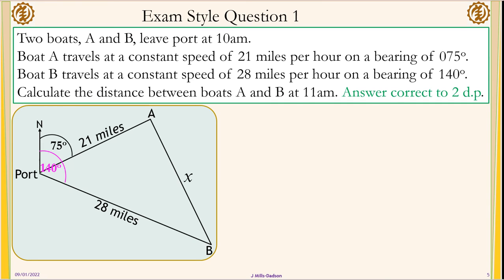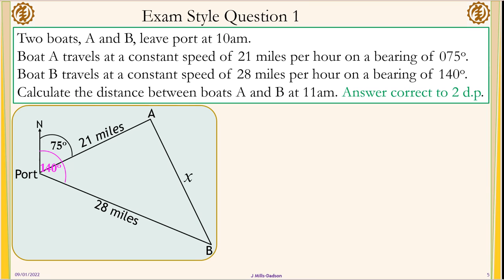Okay, two boats A and B leave port at 10 a.m. Boat A travels at a constant speed of 21 miles per hour on a bearing of 75 degrees. Boat B travels at a constant speed of 28 miles per hour on a bearing of 140 degrees. Calculate the distance between boats A and B at 11 a.m. Answer correctly to decimal places.